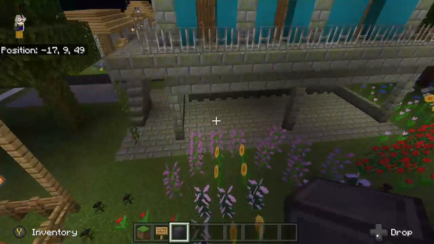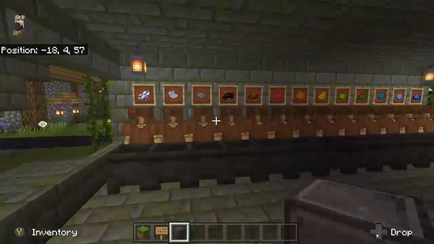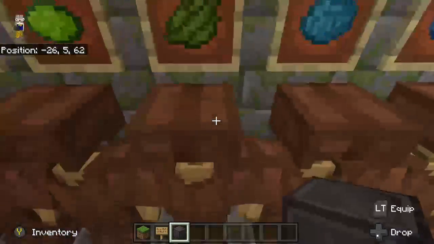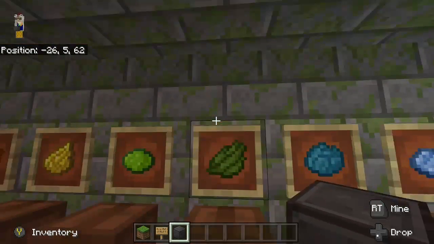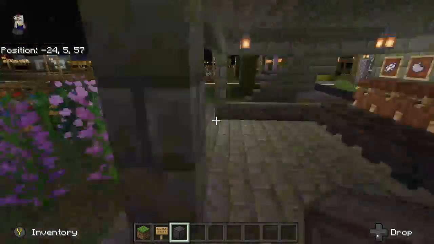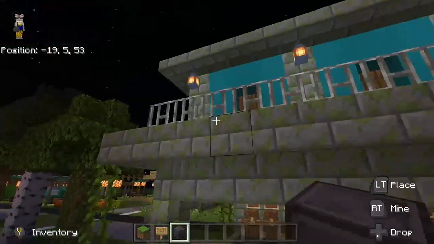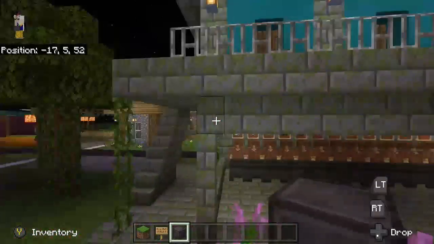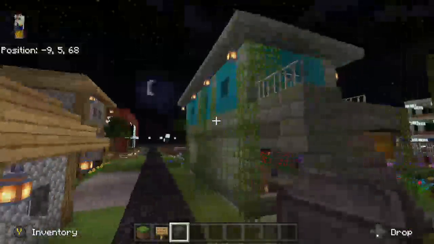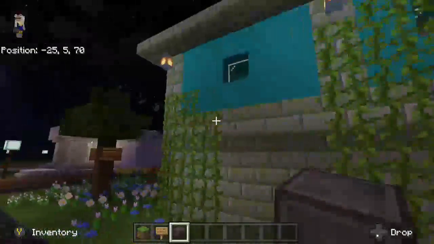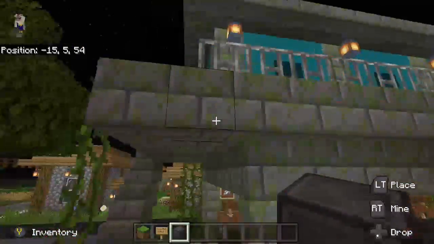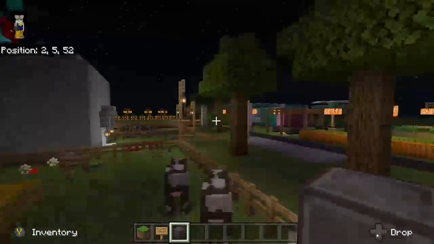This is the leather worker. It allows you to color and dye your leather armor. If you're wondering why it's all mossy cobblestone, that is supposed to represent how long the leather has been here, since as long as I can remember, leather has been in Minecraft, so yes.